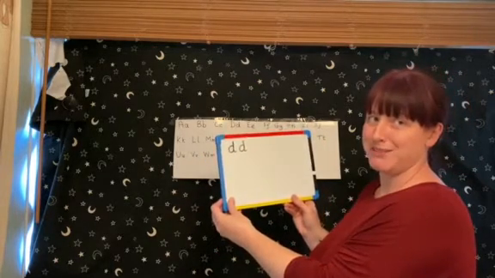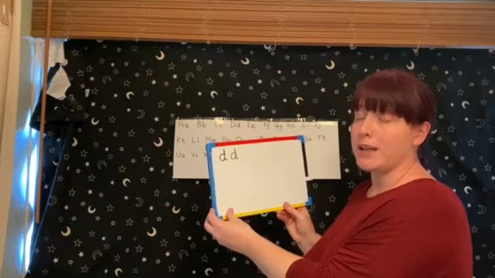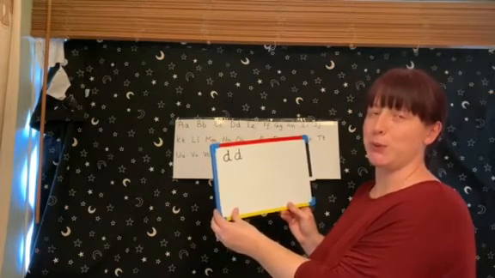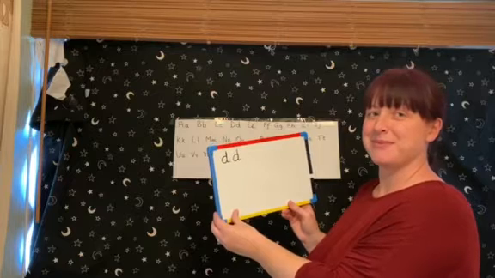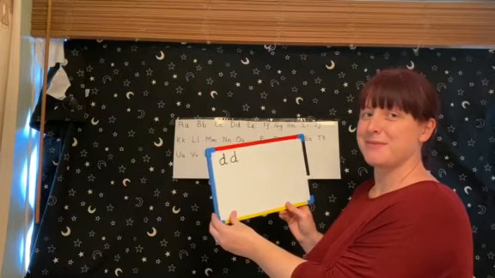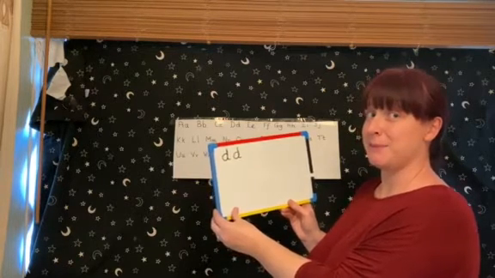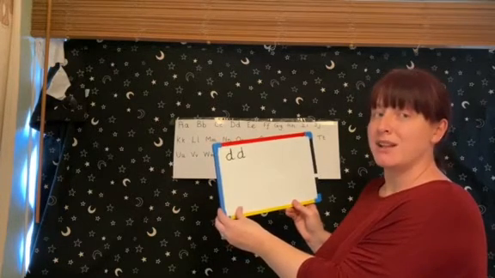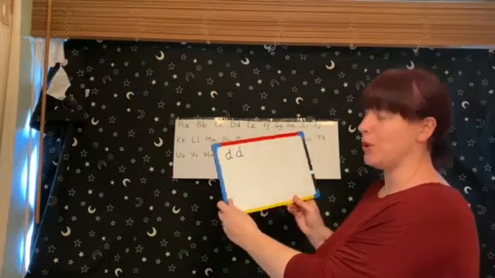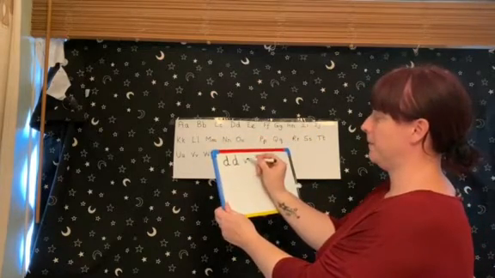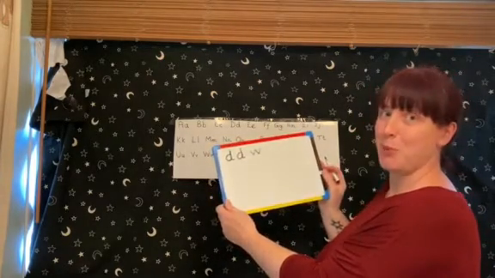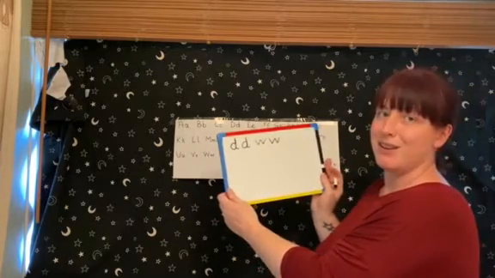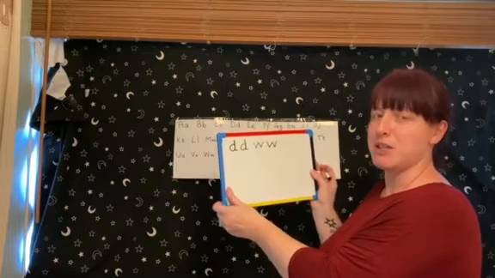Brilliant job, well done. Okay, your next one is W. W. You ready? Okay. The sound is W. The letter name is W. Brilliant job. Let's have another look. Well done. Okay, you ready for the next one?